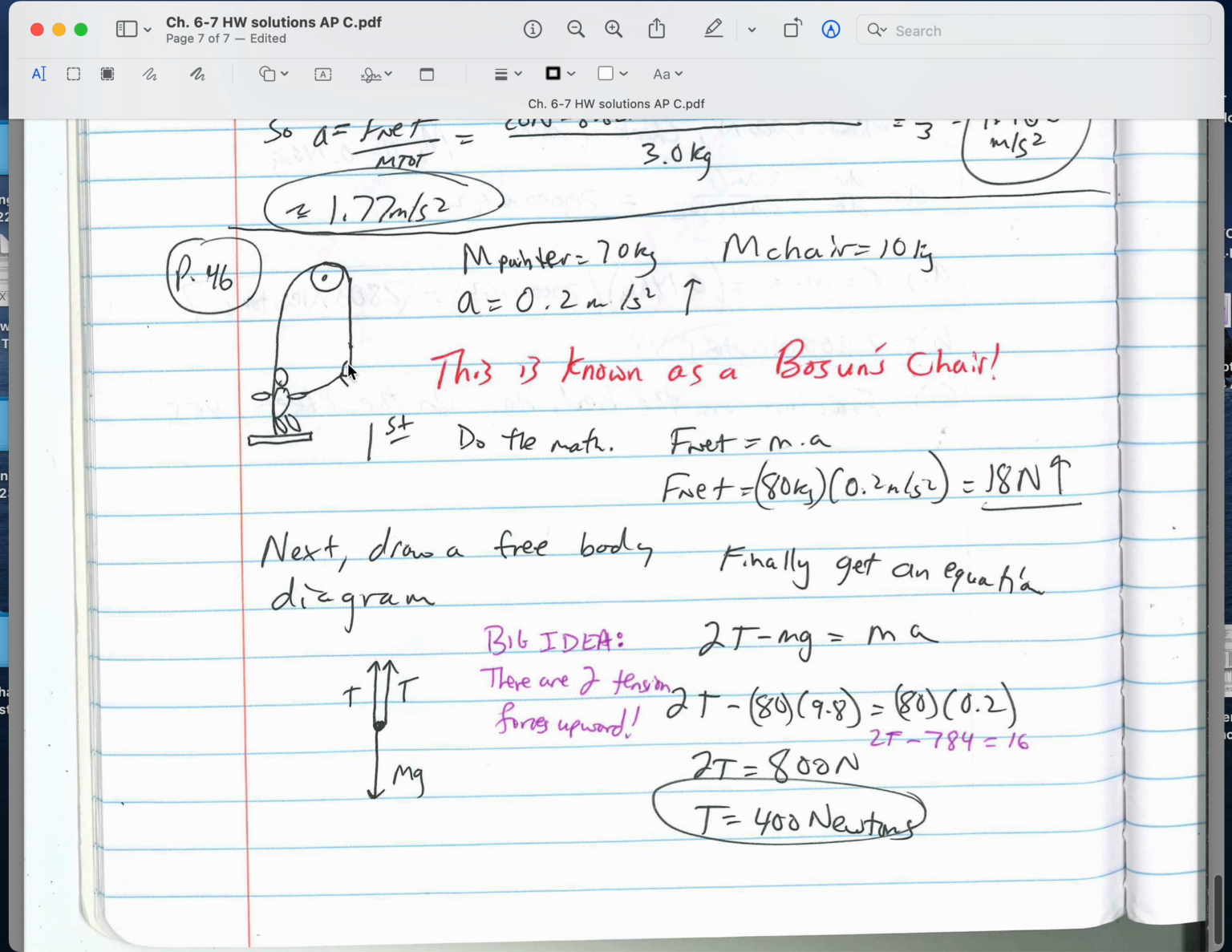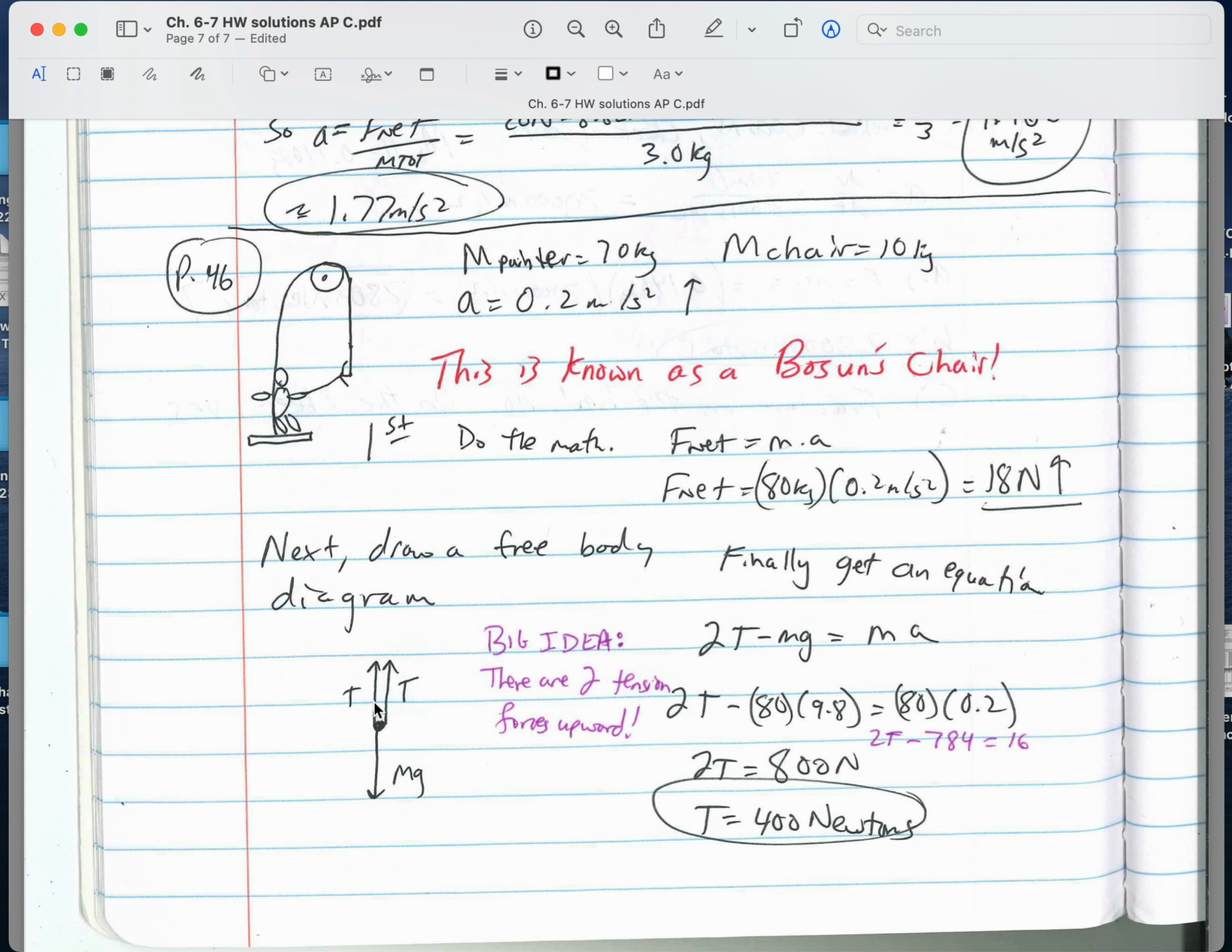46 is a bosun's chair. Basically, there's two forces up. The person and the chair have a total mass of 80 kilograms. The person in the chair is accelerating upward at 0.2 meters per second squared. So essentially, I need a net force upward of 16 newtons.